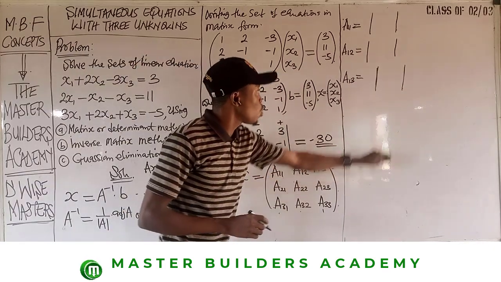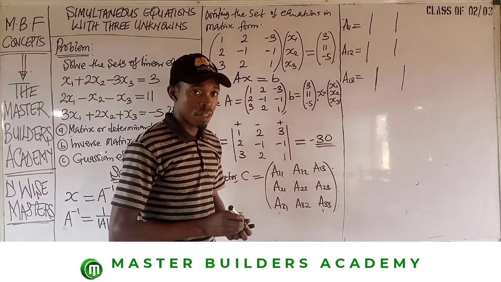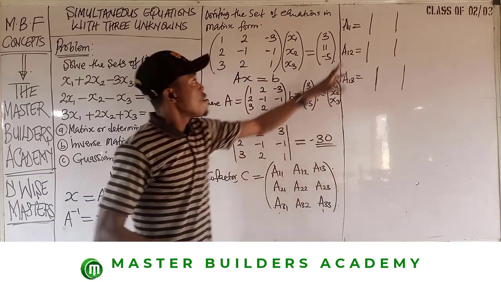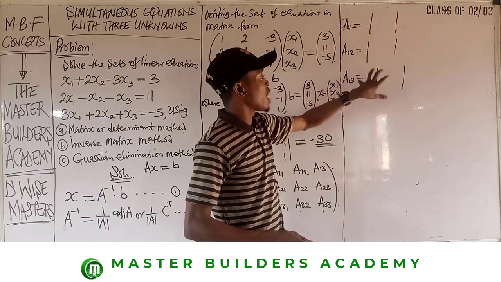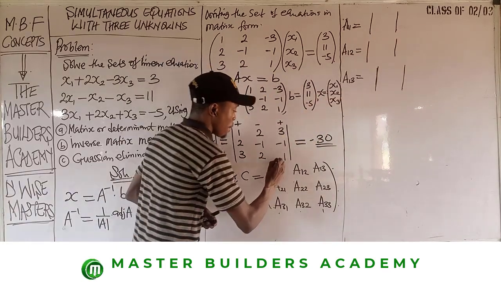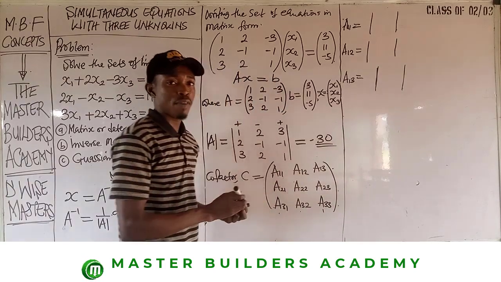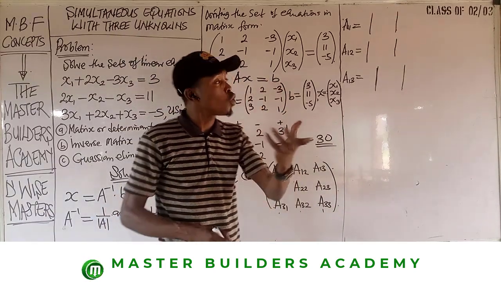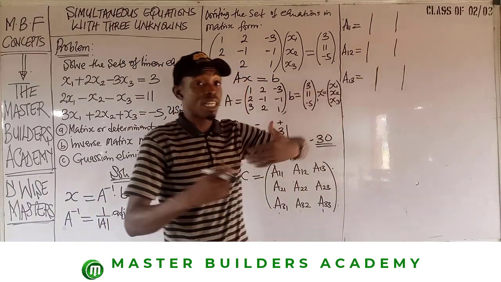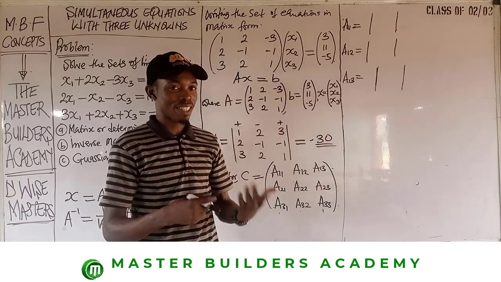Now for the first row, we have A11, A12, A13. Let's obtain the values. So now for A11, A12, A13, some will be positive, some will be negative, like we were doing before: plus, minus, plus, right? But we don't want to stress ourselves with that. How do you get to know the one that will be positive and the one that will be negative using the conventional method or trickish method, which is very easy.